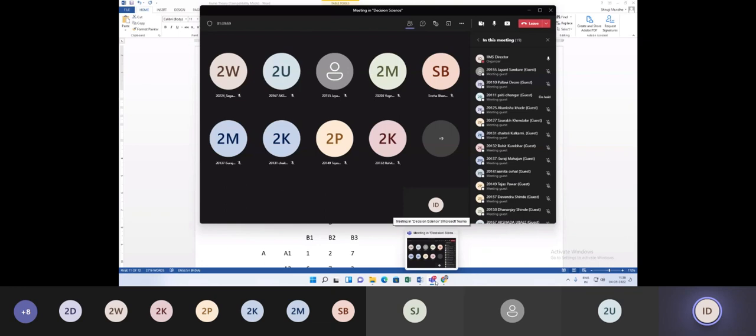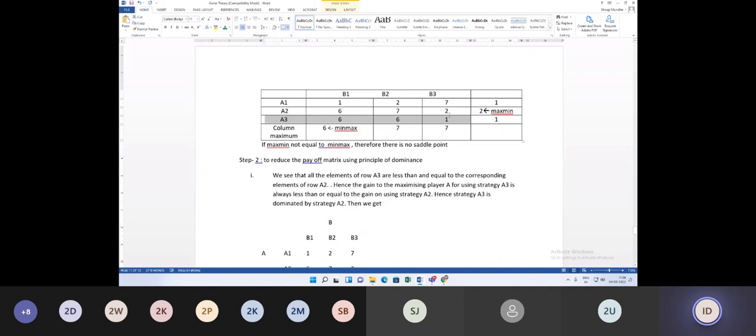You understand what I'm saying, that all the elements of A3 are less than A2. Am I right? But are all the elements of A3 less than A1? No, it is not less than A1. Are all the elements of A1 less than A2? No. 1 is less than, 2 is less than, but 7 is not less than. But here in this case it is applicable.